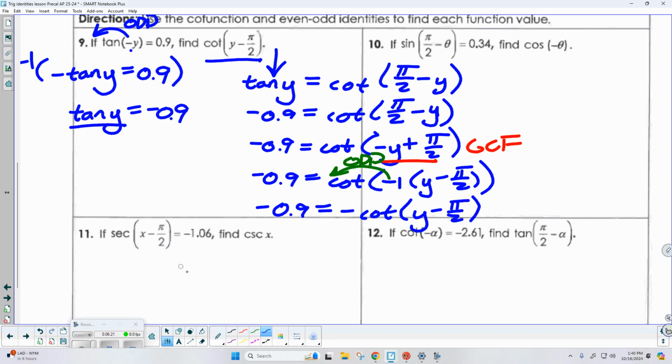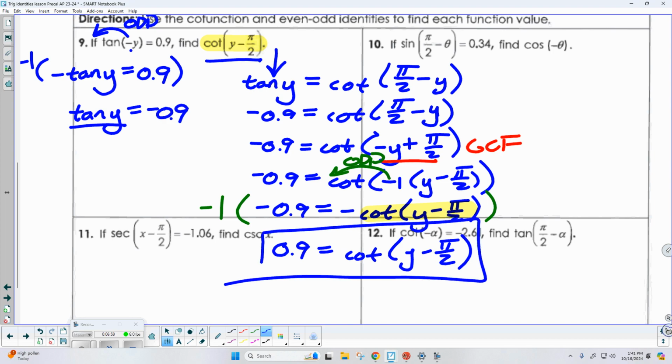So if you look, cotangent of y minus pi over 2, we've got what they want, but now there's one little detail I've got to fix. See, we've got this negative right here. We don't want the negative cotangent, we just want cotangent. So that's an easy fix. Now I'll multiply through by a -1. So cotangent of y minus pi over 2 should equal 0.9.